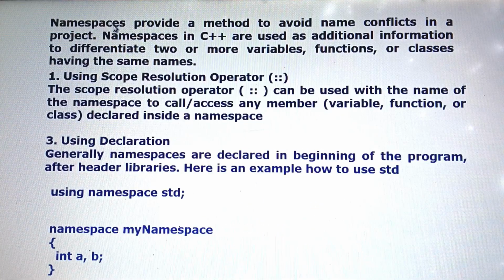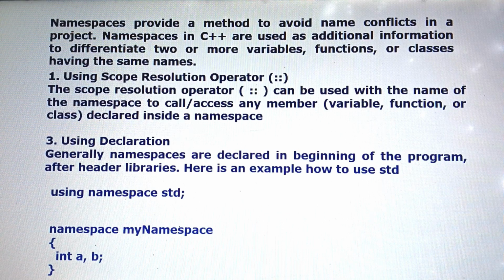Namespaces provide a method to avoid name conflicts in a project. Namespaces in C++ are used as additional information to differentiate two or more variables, functions or classes having the same name, to avoid the confusion of the same variable names, same function names or same class names. Using namespace, we can avoid this problem.